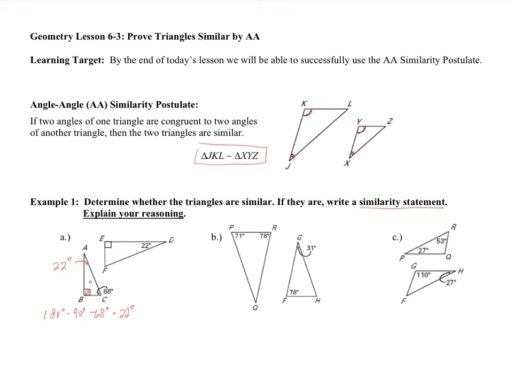And then since we have angle E being 90 degrees and angle D being 22 degrees, if we take the triangle to the right and compare it to the triangle to the left, you have two pairs of angles that are congruent to each other. So these two triangles are similar by the AA postulate.